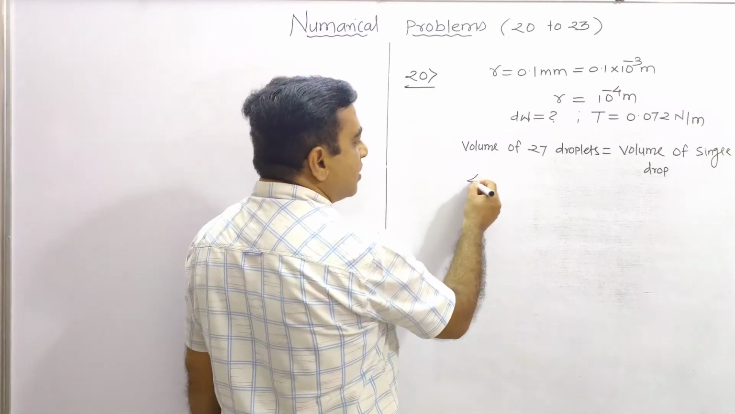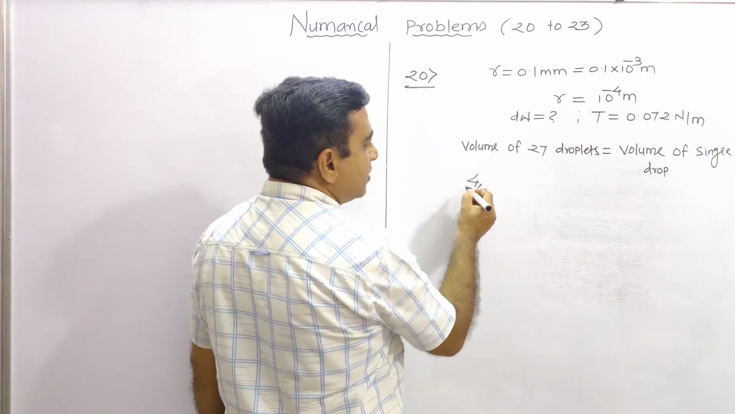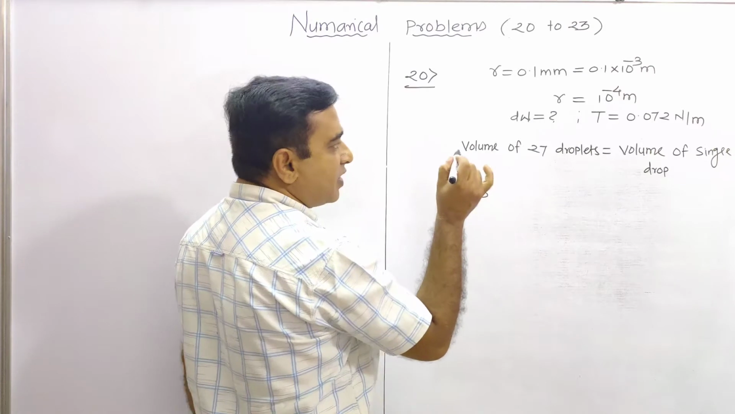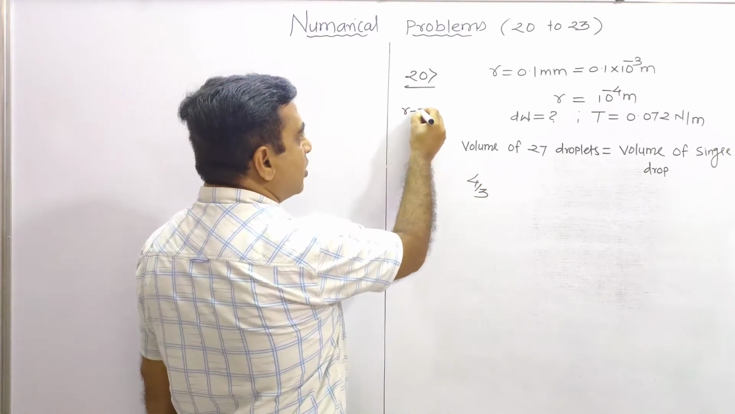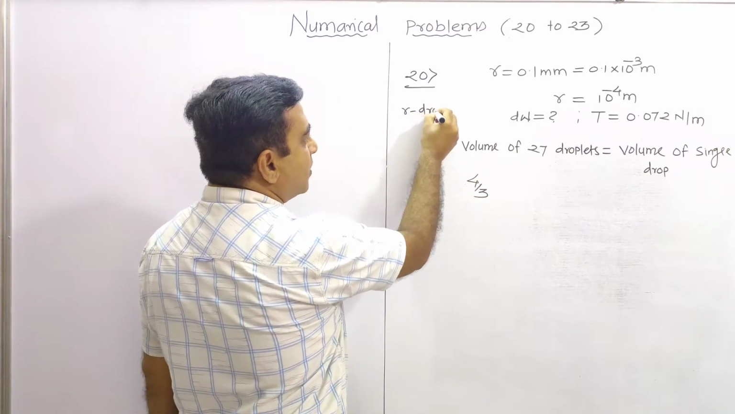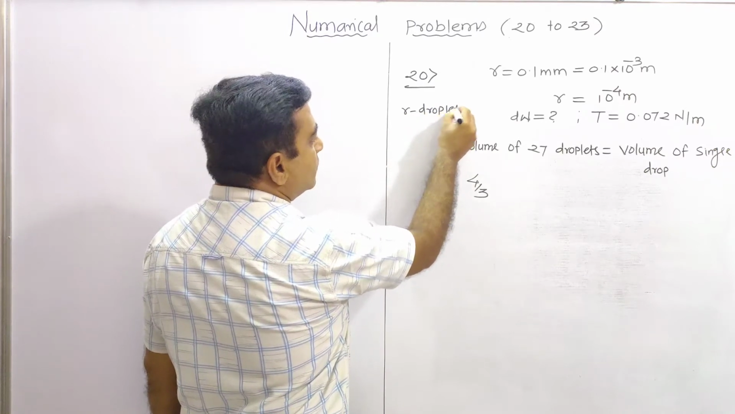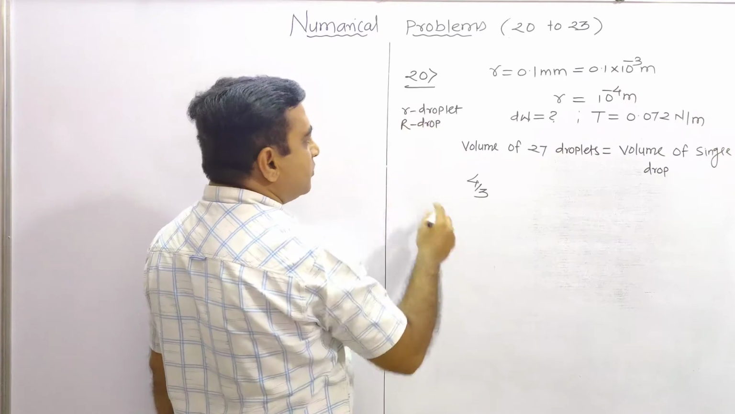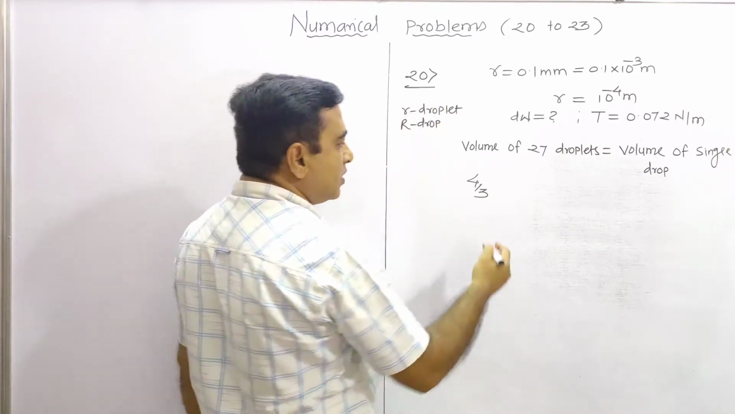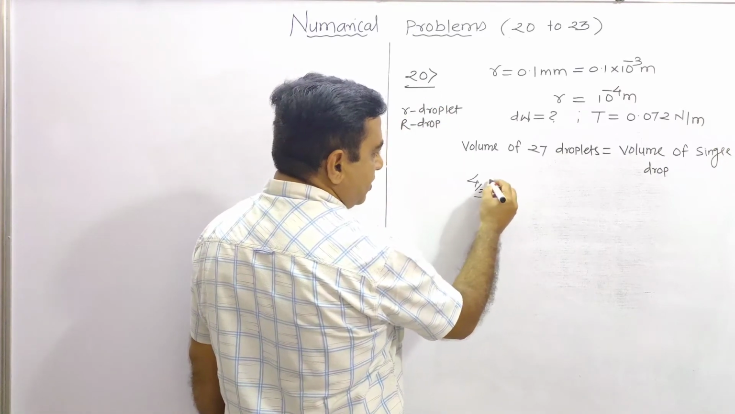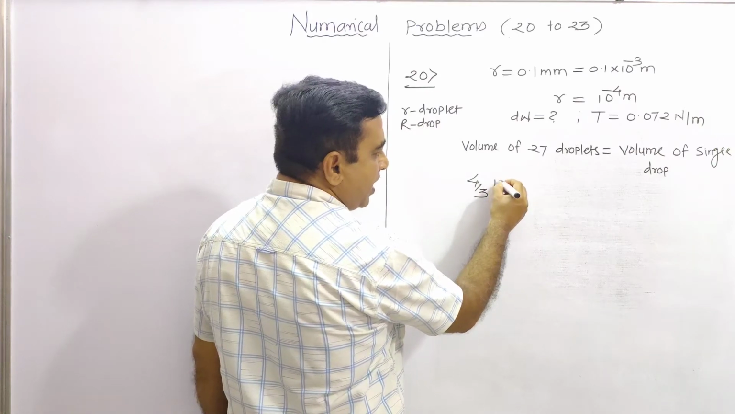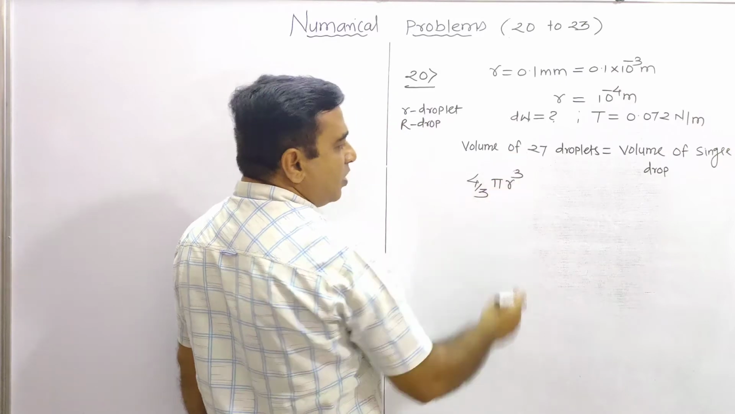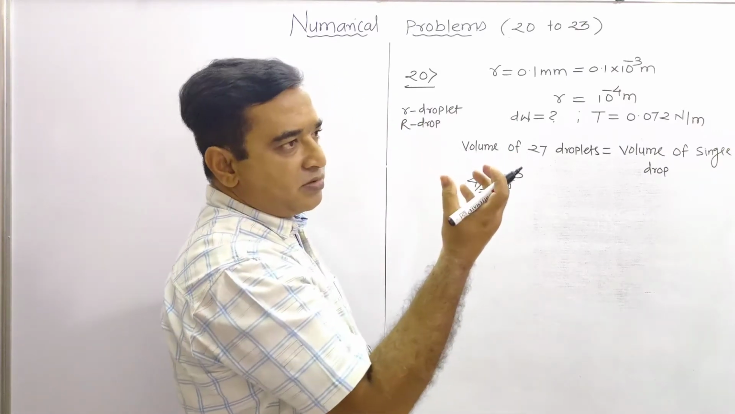So here it is 4 by 3. Small r is the radius of a droplet. Capital R is the radius of the drop, the big drop, which gets converted into droplets. 4 by 3 pi r cube is the volume of a droplet.